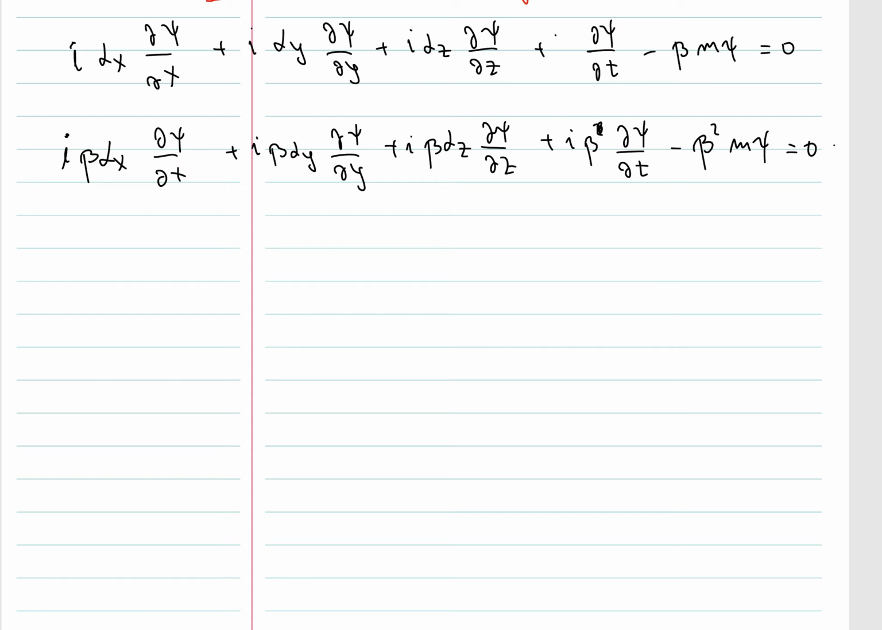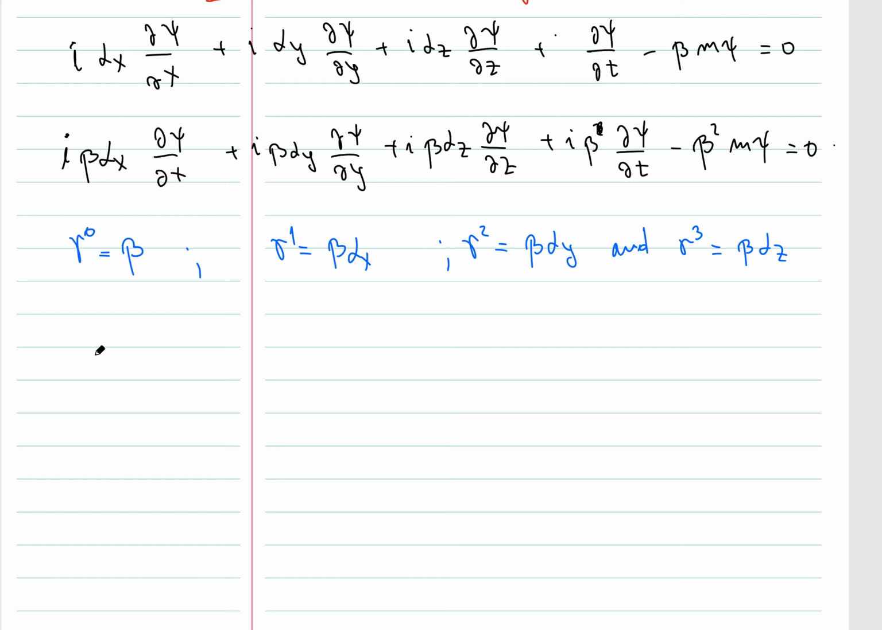So now we write gamma 0 equals beta. So we set gamma 0 equals beta, gamma 1 equals beta alpha x, gamma 2 equals beta alpha y, and gamma 3 equals beta alpha z.